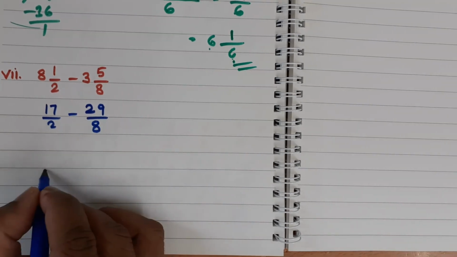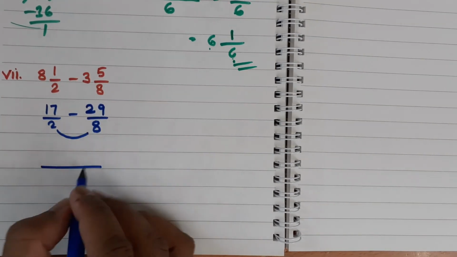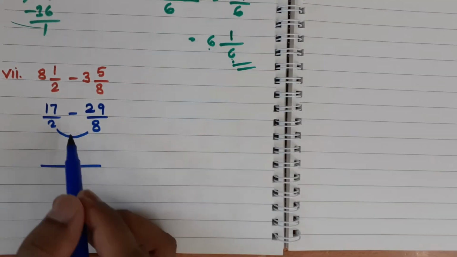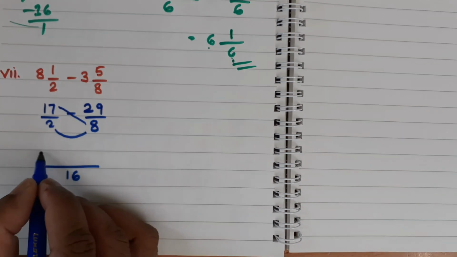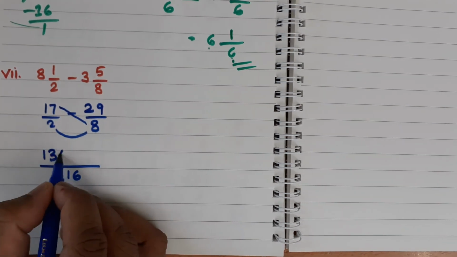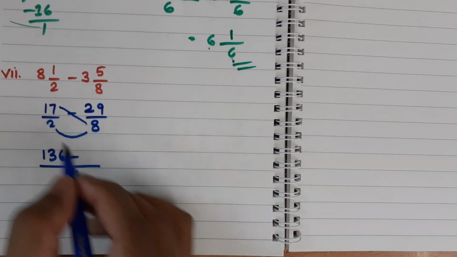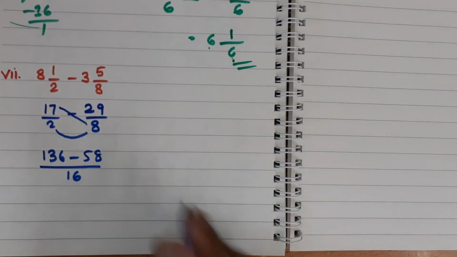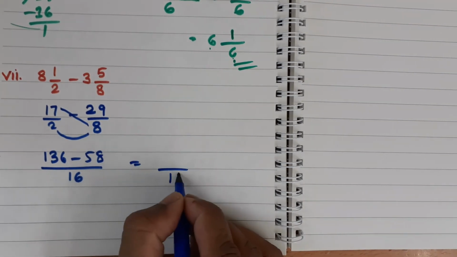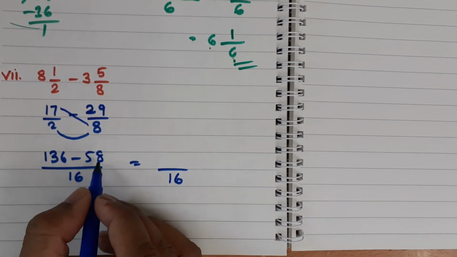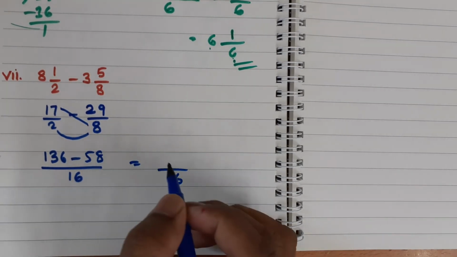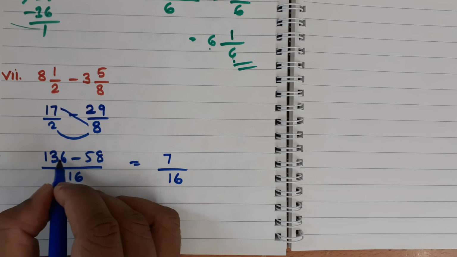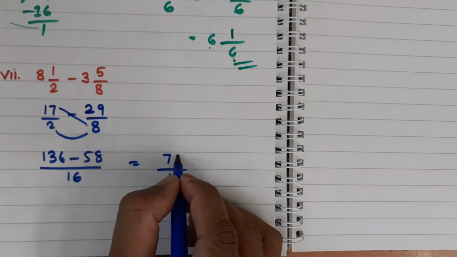Then guys, the next step is to multiply the denominators. 2 into 8 is 16. Okay, next cross multiply here. 17 into 8 is 136, minus 29 into 2, the answer is 58. Okay guys, clear? Then here is the 16, just subtract the numerators. 136 minus 58. So the answer: 136 minus 58 is 78.